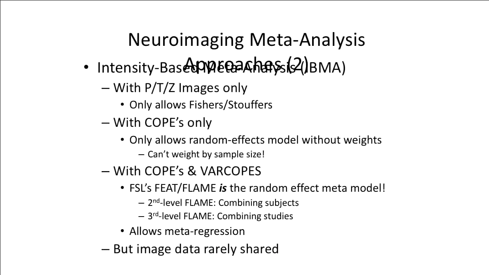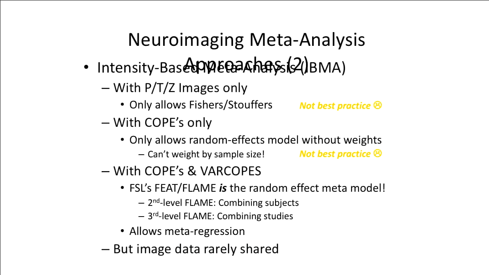There'll be a whole separate talk about how we combine information when we do actually have the statistic images, what's known as intensity-based meta-analysis. Just quickly reviewing them here, we can use just the p-values, or just the t-values, or the z-values. We can use the original contrast data, or we can use them both. I'm going to skip through this because I'll say more about it in an upcoming talk.